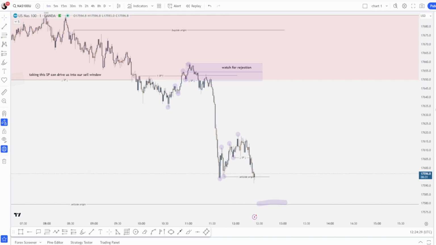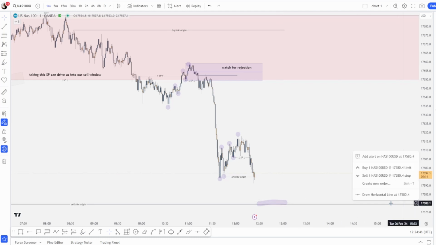So another example there of the SP low being taken and price delivering to the origin. We're now seeing price consolidate around the origin. Ultimately, I'd expect this to run lower after a small pullback. We're looking for this as our target. So until we hit this, we're just going to let price play out.